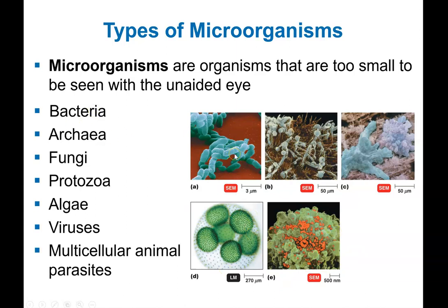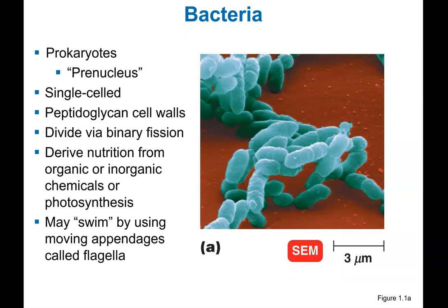I don't have a picture here to represent all of the different types, but here's bacteria in picture A. I don't have a picture for archaea, but we'll see one on an upcoming slide. Here's fungi in picture B. Here's a protozoa in picture C. Algae in picture D. Viruses in picture E. The red here is HIV, actually. I don't have a picture for the last one, but again, we'll see it on an upcoming slide with the multicellular animal parasites. Those are the types of microbes that we will be covering in this class, but we will focus more heavily on bacteria throughout the course.